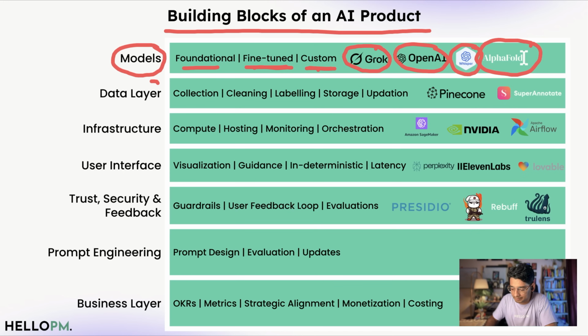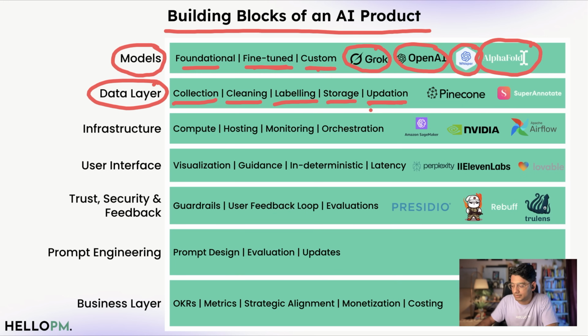Now, the second part is the data layer. Data layer means you have to collect the data for your training, you have to clean the data, you have to label the data, you have to store the data, and then you have to make sure that as your product goes forward and the users start giving you more data, you have to keep on updating your data. And data is a very, very important layer for any AI-based product, because without the data, you will not be able to train, you will not be able to contextualize that model as per your own use case.